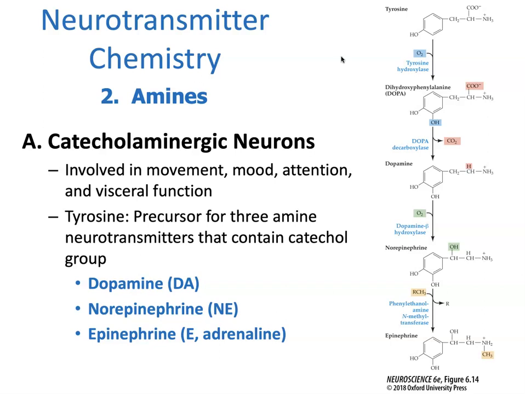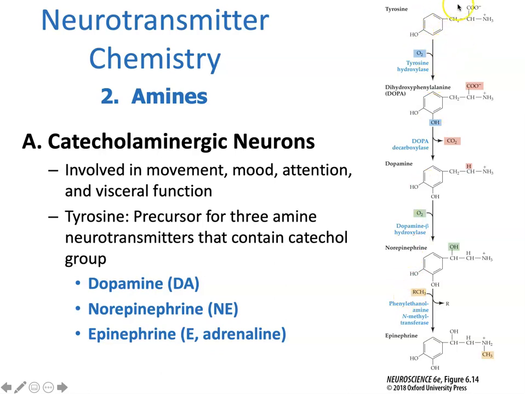Here's some interesting information that relates to the clinic. When you have a reduced amount of phenylalanine hydroxylase, that leads to phenylketonuria, which is treated dietarily by restricting phenylalanine in the diet. So again, it's very important to have tyrosine to produce these different catecholaminergic neurotransmitters.